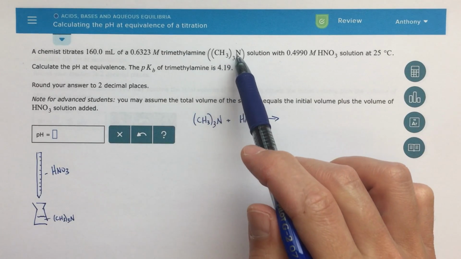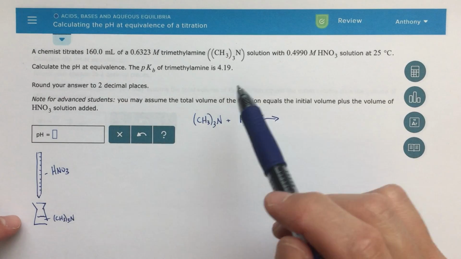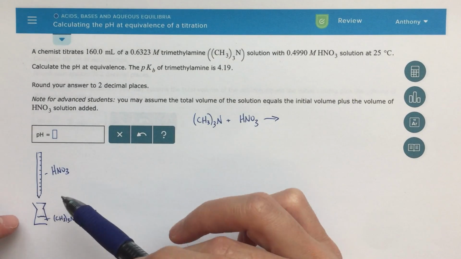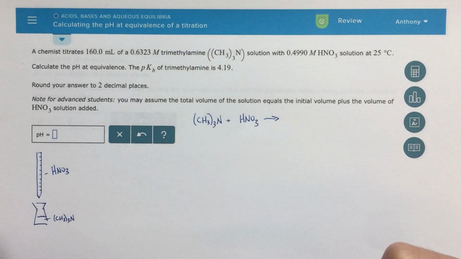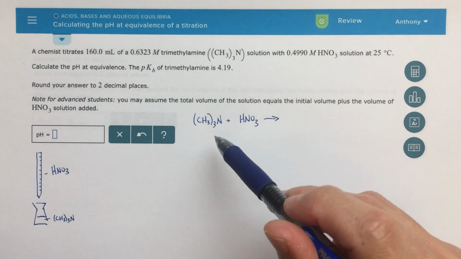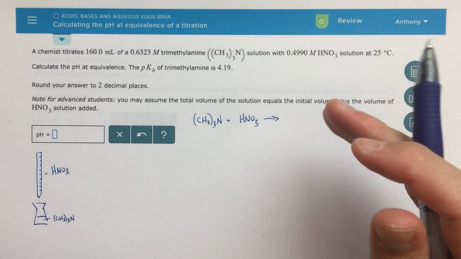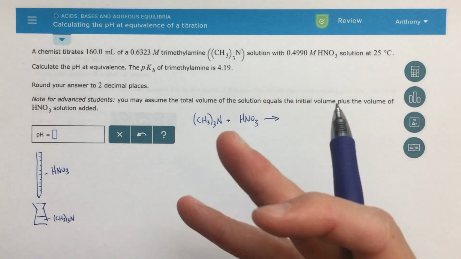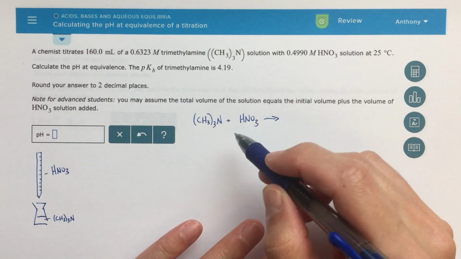So I've got trimethylamine. That's going to be a weak base. That's going to be what I titrate with my nitric acid. So here I've got in my burette my nitric acid solution, little drip, drip, drip, do my titration. And up here, I've started my balanced chemical reaction. And we always want to have our balanced chemical reactions to ground us in what's going on. So this is my start.